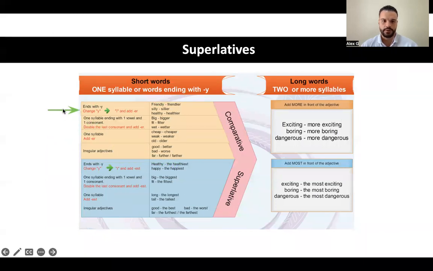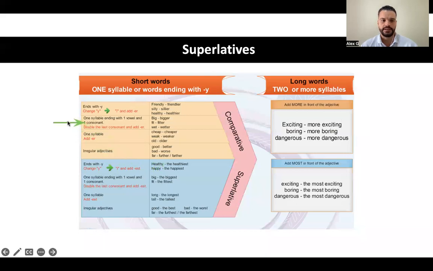So I know this is a little bit small, but you can see friendly and friendlier is the comparative form because it ends in the letter Y. We change the Y to an I plus add ER. If it's the superlative form, we're going to change the Y to an I and add EST. For example, healthy, the healthiest. Happy, the happiest. Make sure that for superlatives, you guys are using the article the, okay?